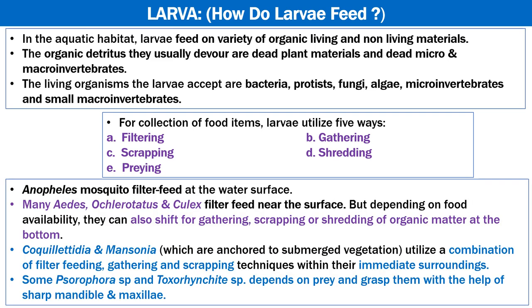Anopheles mosquitoes filter feed at the water surface. Many Aedes, Ochlerotatus, and Culex filter feed near the surface. But depending on the availability of food, they can also shift to gathering, scraping, and shredding of organic matter at the bottom surface. Coquillettidia and Mansonia, which are anchored to the submerged vegetation, utilize a combination of filter feeding, gathering, and scraping techniques within their immediate surroundings. Some Sabethes species and Toxorhynchites species depend on prey, and they grasp their prey with the help of sharp mandibles and maxillae.